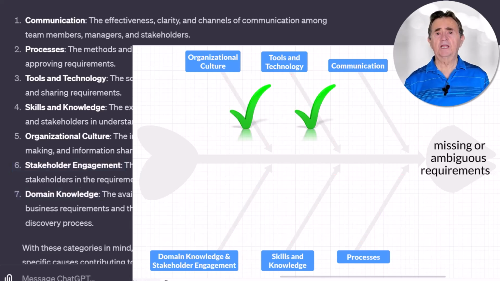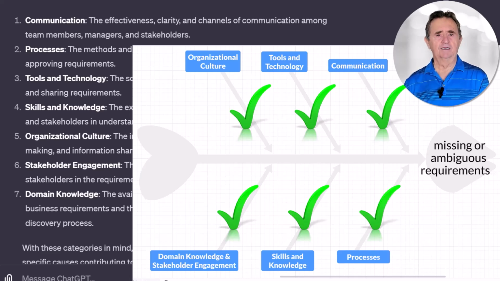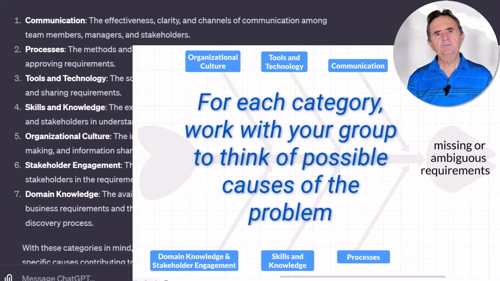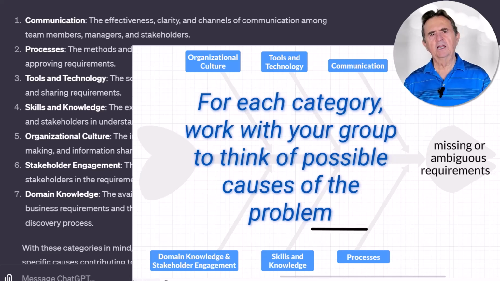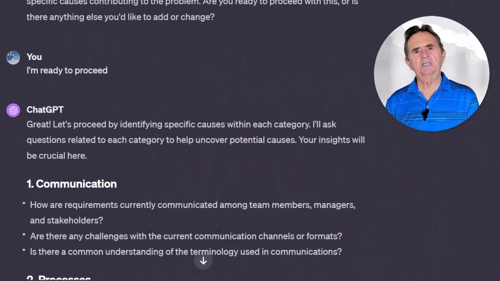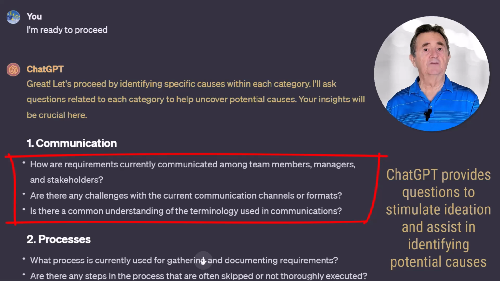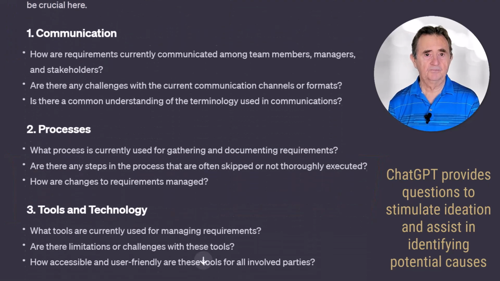Now that we agree on the categories, the next step is about brainstorming. For each category, work with your group to think of possible causes of the problem. Each possible cause will become a smaller bone branching off the category bones. You really want to encourage free thinking and list all ideas without judgment. To assist in this step, ChatGPT offers a set of questions for each category that should trigger ideation and help you, together with a group of stakeholders, identify potential causes that contribute to the problem in each category.